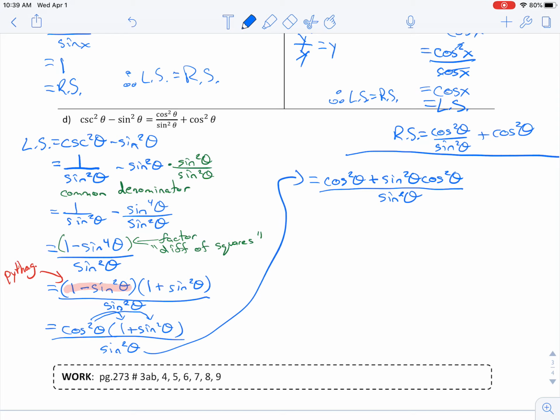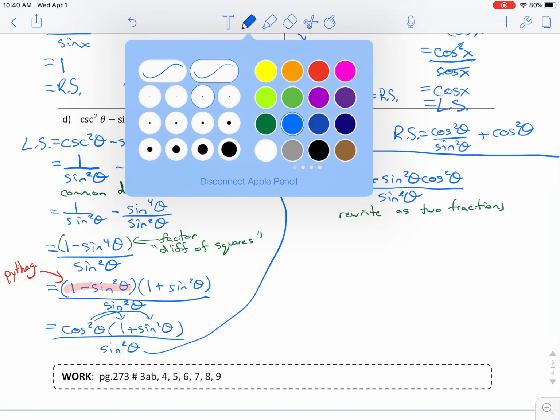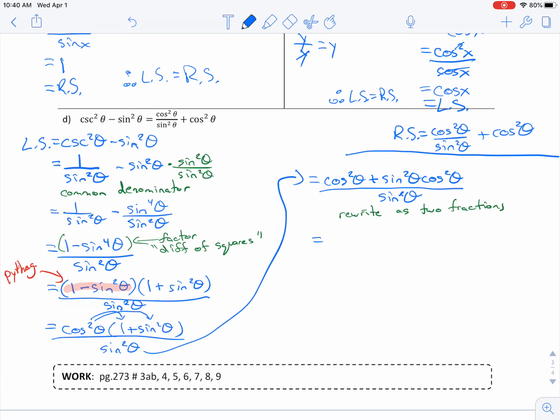So another thing you can do, notice I now have all of this on the left side as one term. It's really one big fraction, whereas the right side is 2 separate fractions. So what I'm going to do is rewrite this as 2 fractions. So really, because I have 2 terms on top, this is really cos squared theta over sine squared theta. And notice that's the same as the right side of the equation. And then I have a separate fraction now of sine squared theta times cos squared theta over sine squared theta.